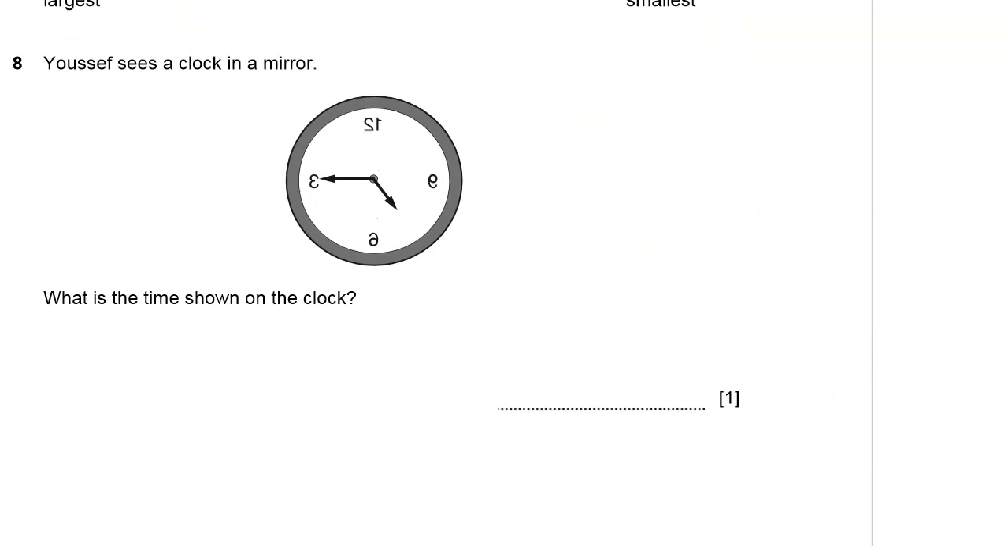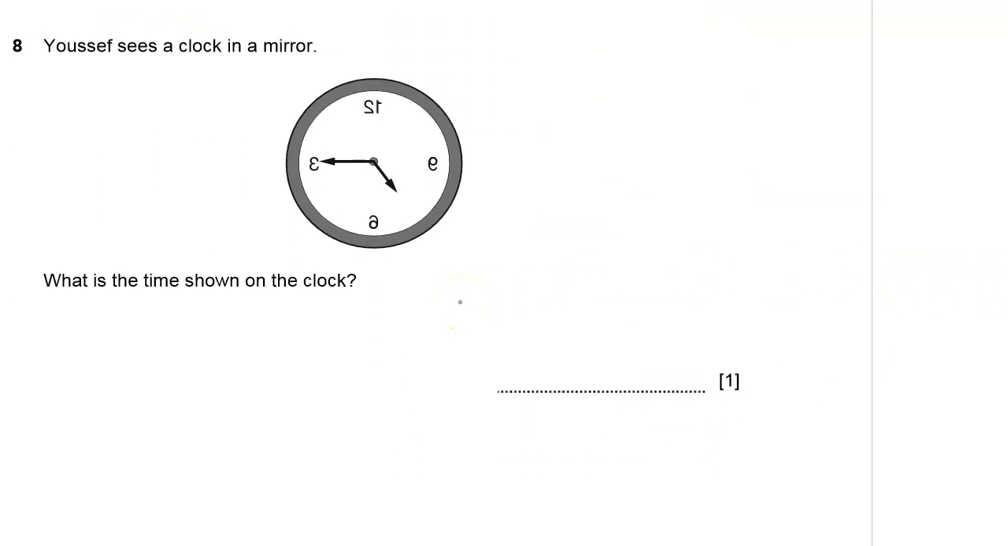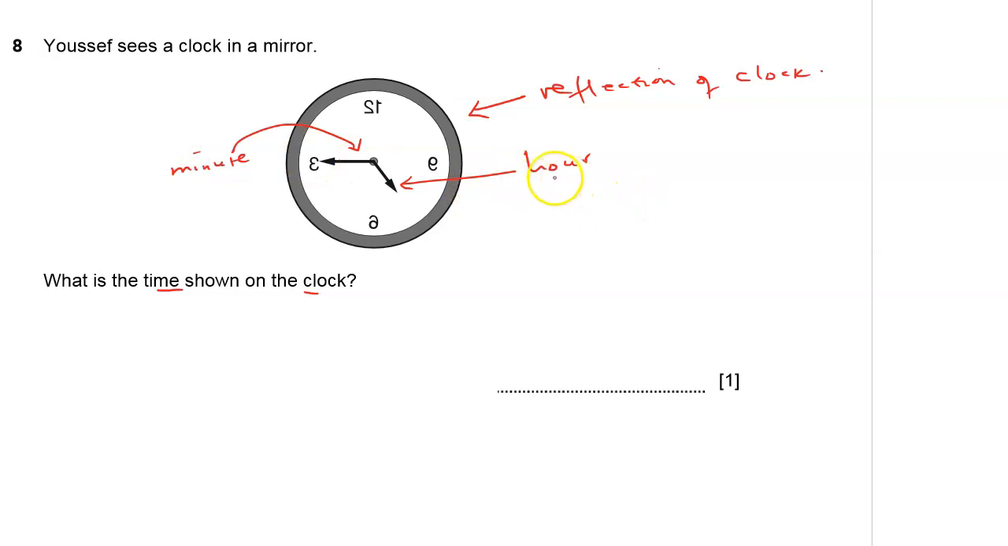Question number 8. Yusuf sees a clock in a mirror. So what you're seeing here is a reflection of the clock in a mirror. What is the time on the clock that you see in the mirror? Of course, we know the shorter arm stands for the hour, and the longer arm stands for minutes. From this, you can see this is 6 and this is 9. Of course, there should be 7 here. There should be 8 right there.